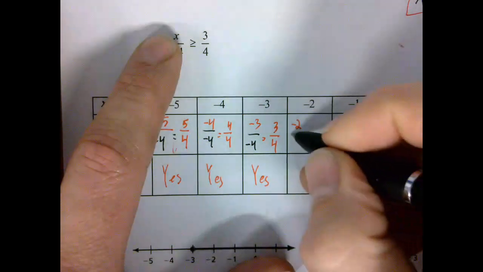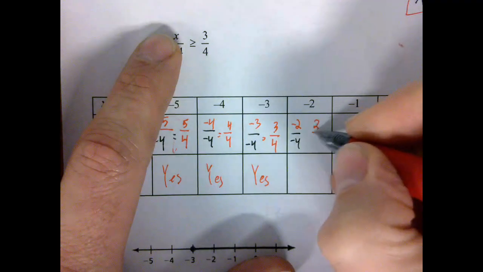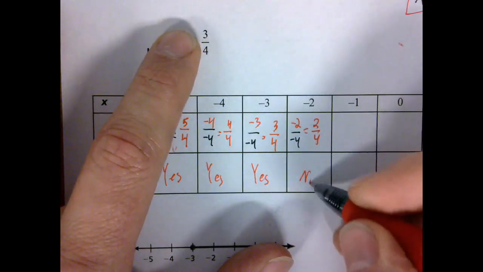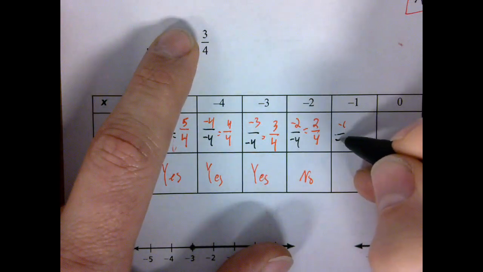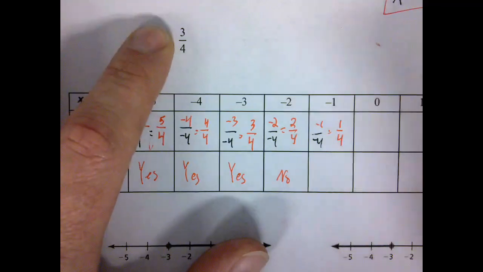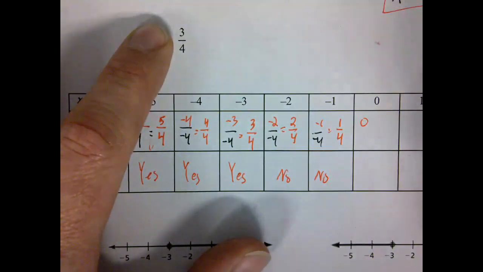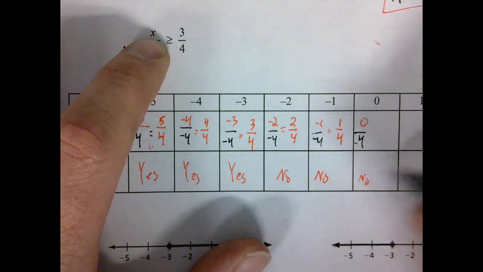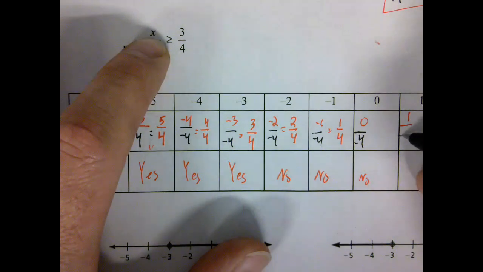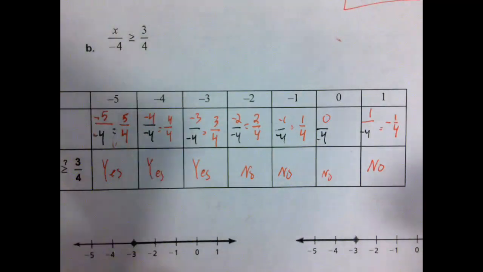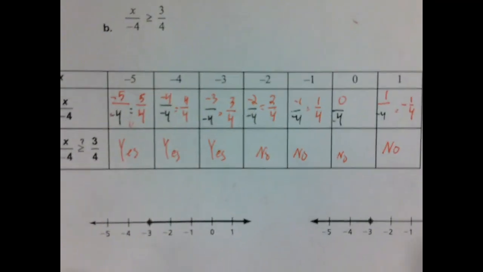A -2 over a -4. Well, that's a +2/4. Is 2/4 greater than 3/4? Is 2 greater than 3? No. Well, if I plug a -1 in, that's just 1/4. Is 1/4 greater than 3/4? No. Plug a 0 in. Well, is 0 or 0/4 greater than 3/4? No. And a +1 over a -4, well, that gets me a -1/4. Is a -1/4 greater than 3/4? No.